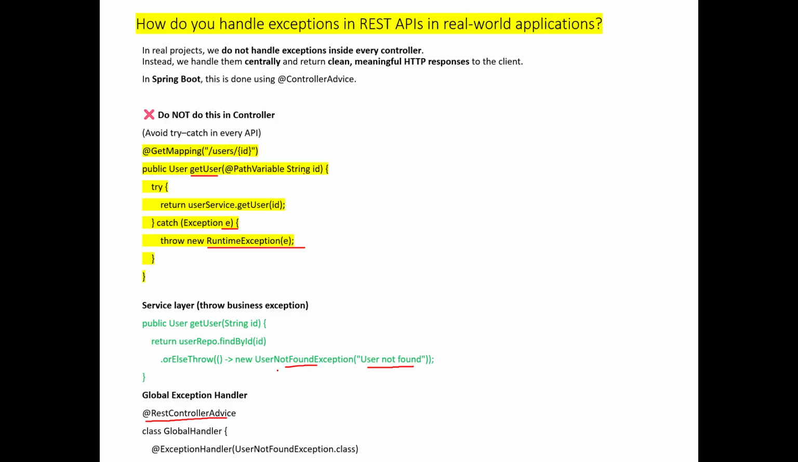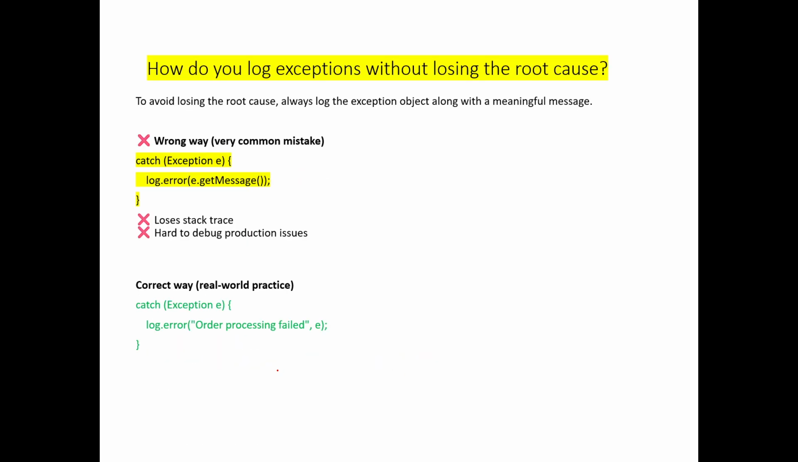You should use exceptions in this way in case of REST APIs or Spring Boot applications. Okay, now let's move to the next question. How do you log exceptions without losing the root cause? That means if any exception happens, you want to print the log. So here an exception happened.